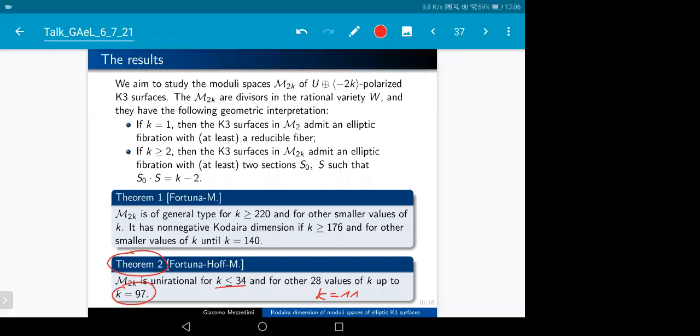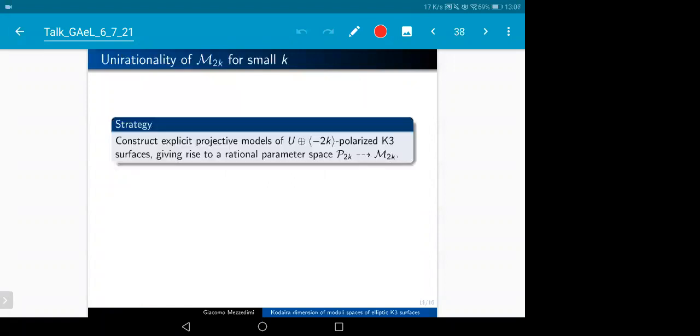Okay, so maybe I get this remaining 8 minutes to talk a little bit about this second theorem, because the proof is very concrete. And so I'd like to give a couple of examples of how we prove that these moduli spaces are unirational. So the main idea is kind of straightforward. We want to find explicit projective models for these K3 surfaces. And this would give rise to rational parameter spaces and would prove the unirationality of these moduli spaces.